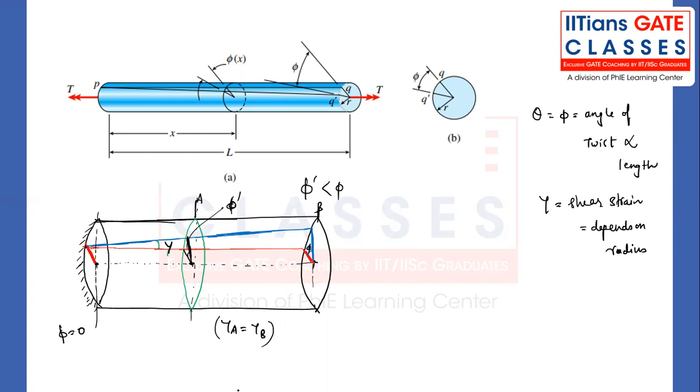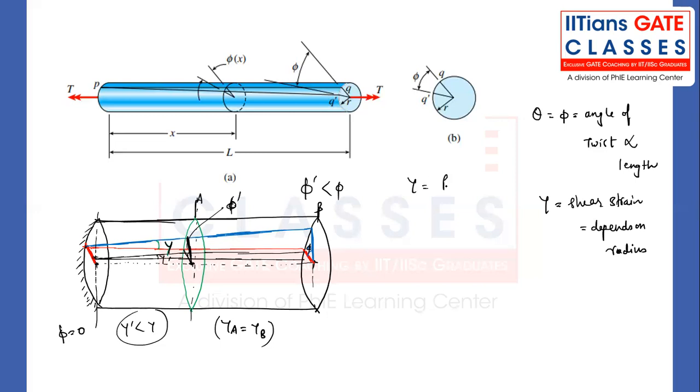Shear strain will depend on the radius, right? If you consider somewhere here, in that case it will be different. If you consider somewhere where the radius would be here, and if you twist it, you will get something like this. This will be the gamma dash. Gamma dash will be less than gamma because it depends on the radius. More radius, more gamma. Why?